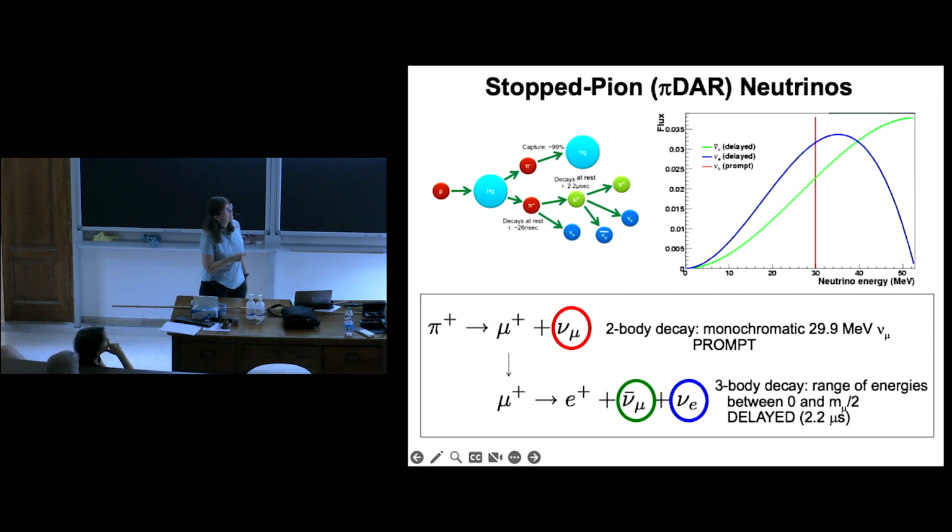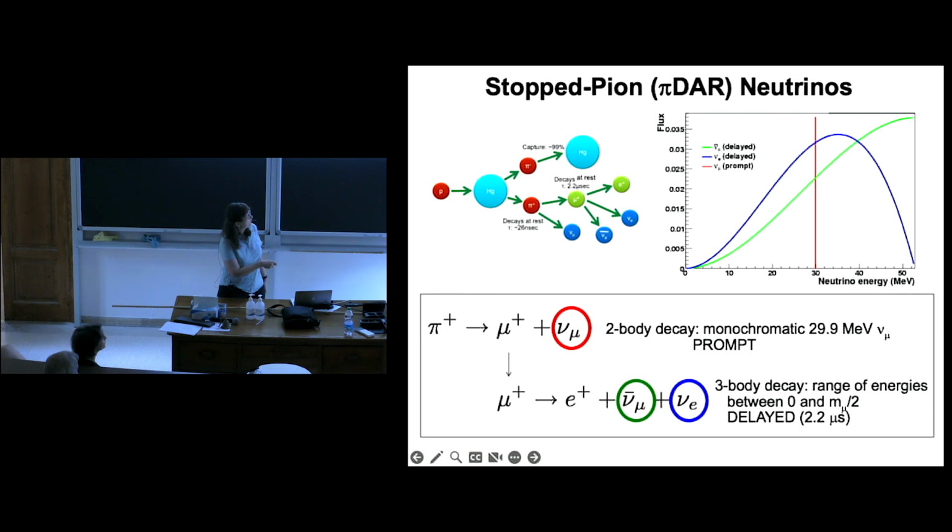Now, fortunately, nature has given us something that is almost a perfect artificial supernova flux. And this is a stopped pion flux, or pion decay at rest flux. This is the kind of neutrino beam you can make artificially by slamming protons into a target that makes pions, and then if the pions stop and subsequently decay at rest, you get a very well understood spectrum of neutrinos, with very well understood not only spectrum but flavor composition and timing.